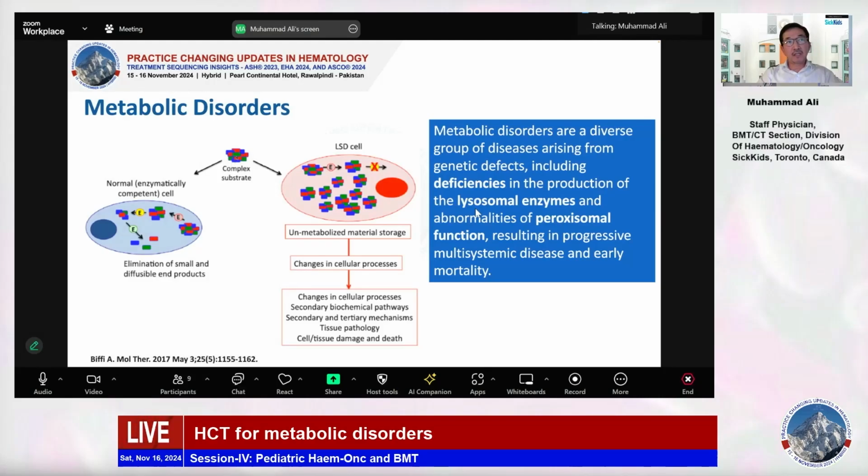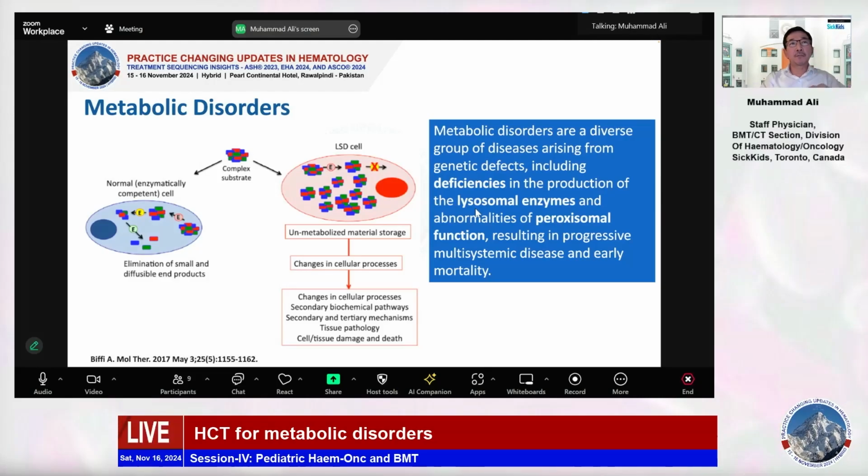While if this complex substrate is presented to a disease cell where there's a missing enzyme, this complex substrate is not metabolized, and instead it accumulates in the cell, causing changes in the cellular processes and an inflammatory process, causing tissue cell pathology and tissue damage, which may end up causing death of the patient.